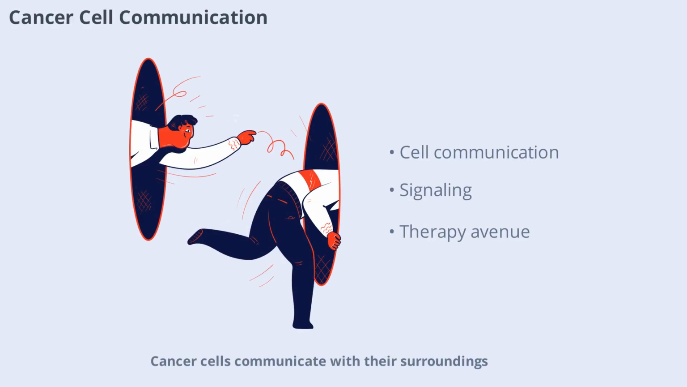Cancer cells communicate with their surroundings through direct contact and signaling molecules. This communication shapes the TME, influencing immune responses, angiogenesis, and metastasis. Disrupting cancer cell communication is a potential avenue for therapy.